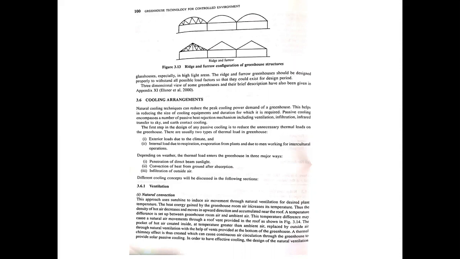Then the thermal loads enter the greenhouse in three major ways. So first is penetration of direct beam sunlight, that is, direct penetration or reflection of sunlight or solar radiation into the greenhouse. Then second is conversion of heat from the ground after absorption.